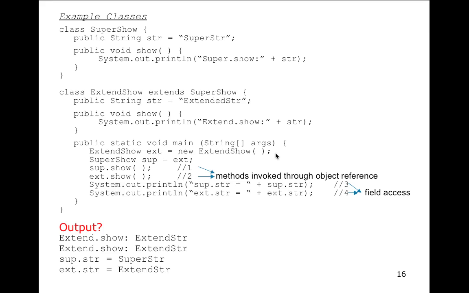I'm going to skip this example because I really just don't like the examples in this lecture, but you can read through it and see the methods that are invoked through the object references. We have super.show, or extended.show, essentially, but we've created a super and an extended. So we have two instances of two different objects, and we're running show on each one of the objects.